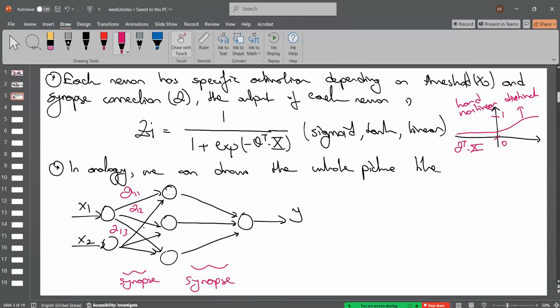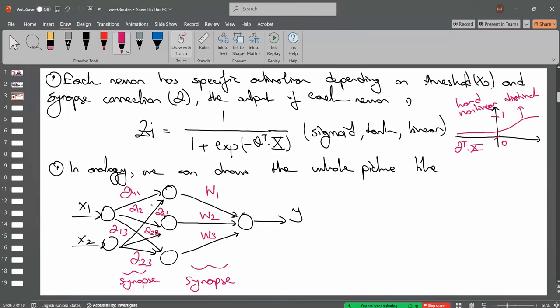The other parameters are theta 2 1, theta 2 2, and theta 2 3. The second neuron is going to the third one. We also have a synapse value between the axon and the nucleus, and we can write it just like this: w1, w2 and w3.